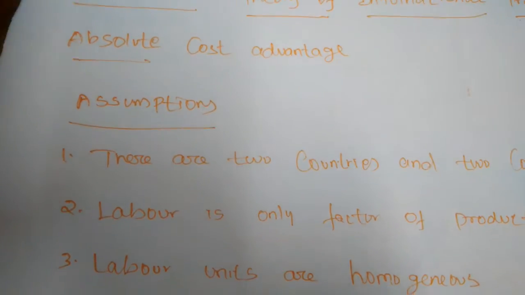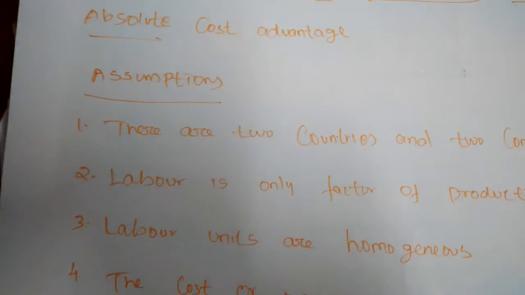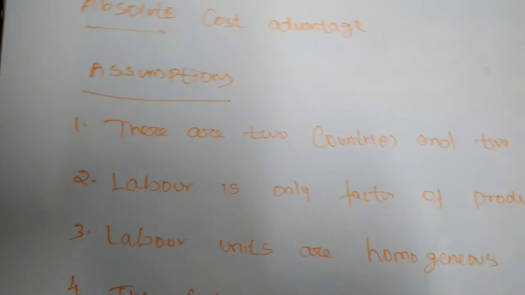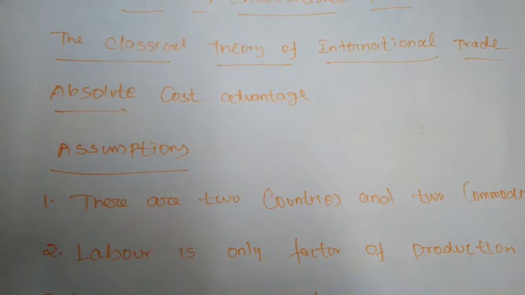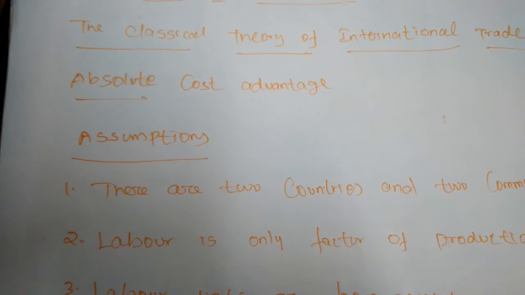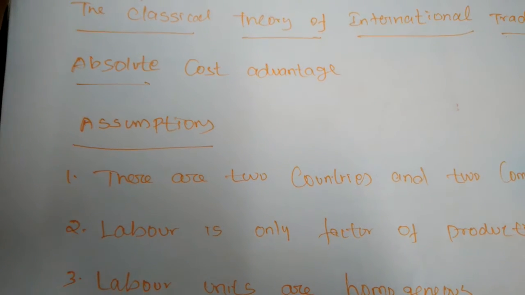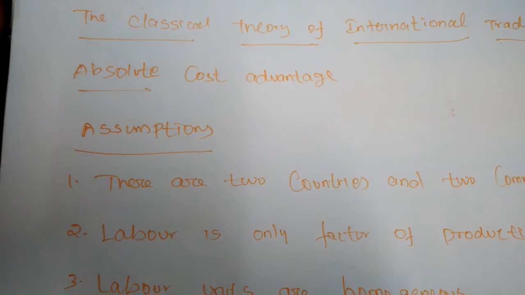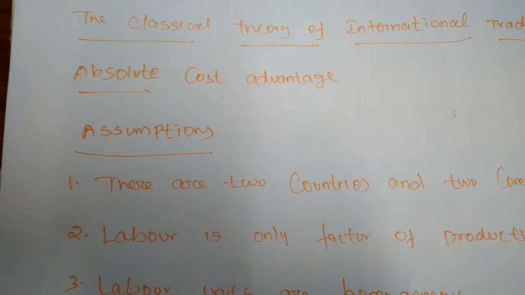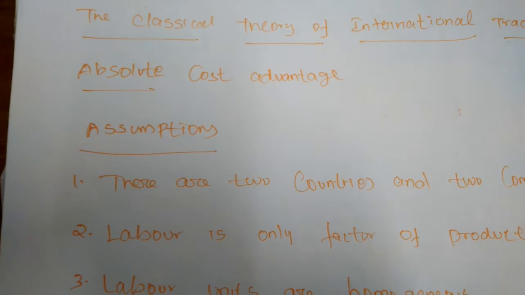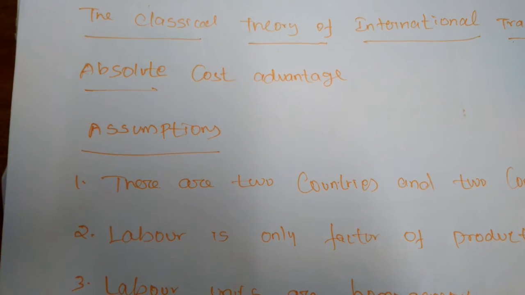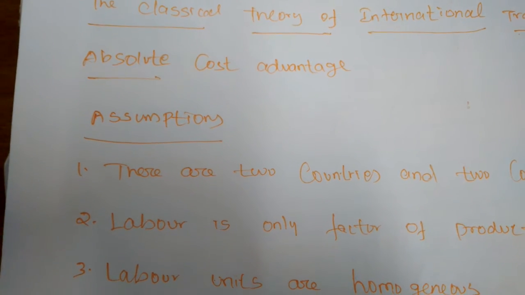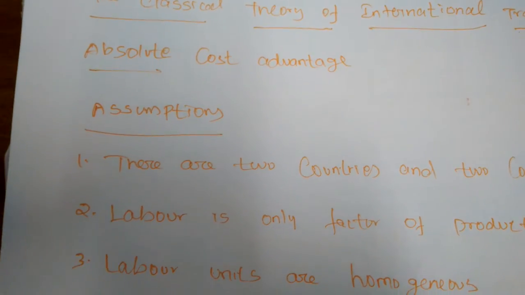First, the classical theory of advantages. Adam Smith developed the theory of absolute cost advantages. In this classical theory of international trade, first we will study the absolute cost advantages. The absolute cost advantage was developed by Adam Smith in 1776 and it was formulated as an explicit and precise theory by David Ricardo. After that, this theory was improved by many economists like J.S. Mill, Taussig and Haberler.